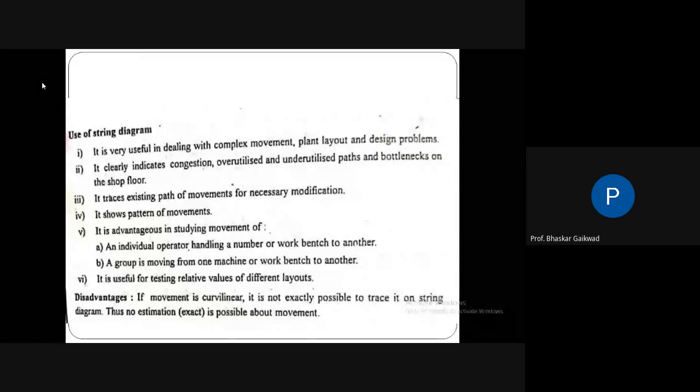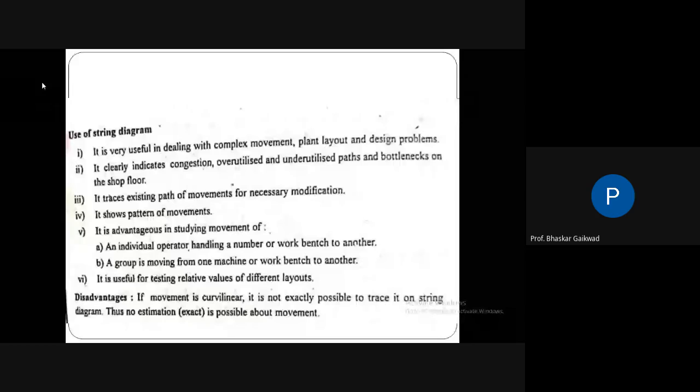When you are at the management levels, you will come to know in which way man or material is moving. Then it is possible to go for modification so that the time for the movement of man and materials can get saved.